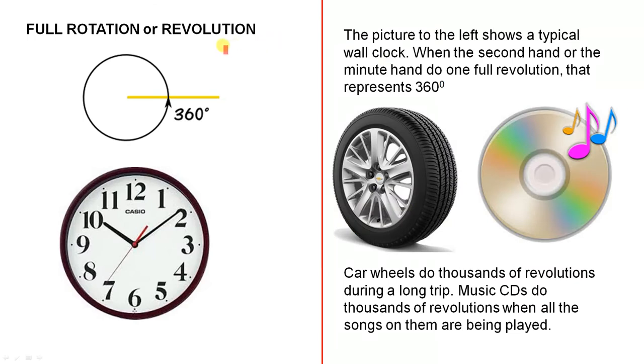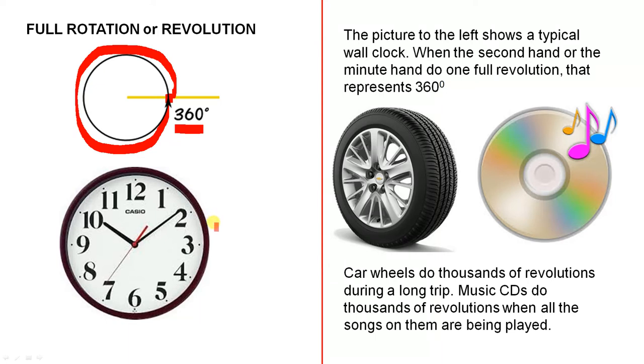A full rotation or revolution. Now that's 360 degrees as we have seen. So if you start at a point there and you go all the way around, and you finish exactly where you started, that's 360 degrees.